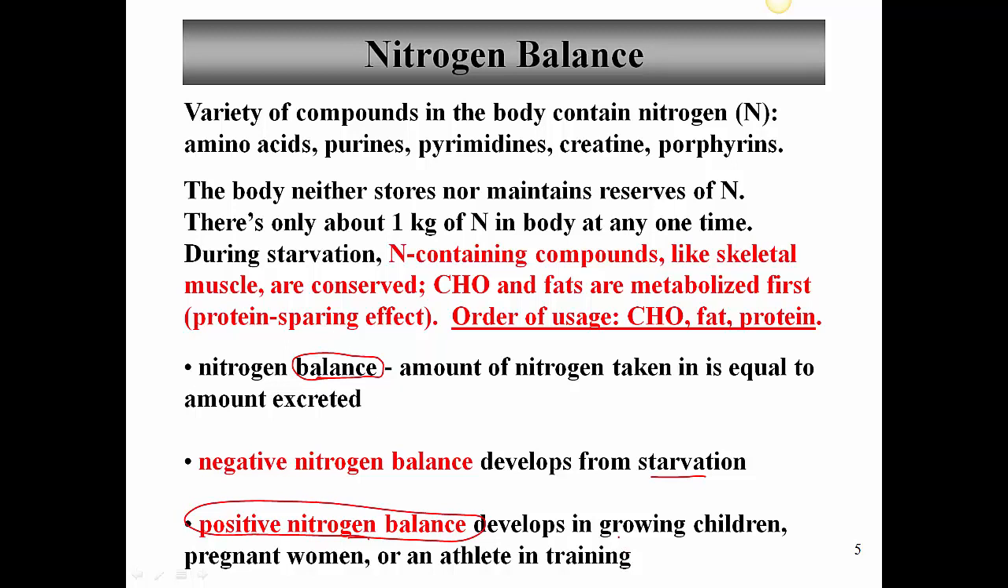For example, growing children, they eat and they actually incorporate more nitrogen from their diet than they're getting rid of. So this results in a positive nitrogen balance. Pregnant women, there's a fetus, of course, growing, and the fetus is taking up nitrogen. So the pregnant woman is taking in more nitrogen than she's excreting. Athletes in training are another good example, especially those who try to build more muscle. They're taking in more nitrogen than they're excreting. So these are all examples of positive nitrogen balance. The best example of negative nitrogen balance is starvation, as we see here.